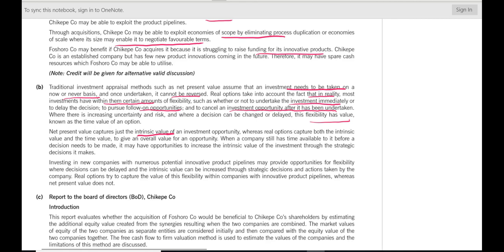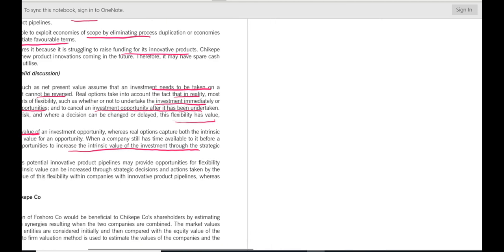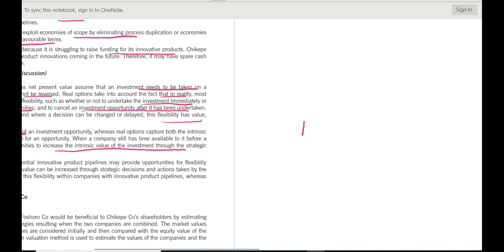When a company still has some time available before a decision needs to be made, it may have opportunities to increase the intrinsic value of the investment through strategic decision making. What is time value like? If we open a shop for 4 years and the NPV of these 4 years is $100 million, that is the intrinsic value. But what is time value?